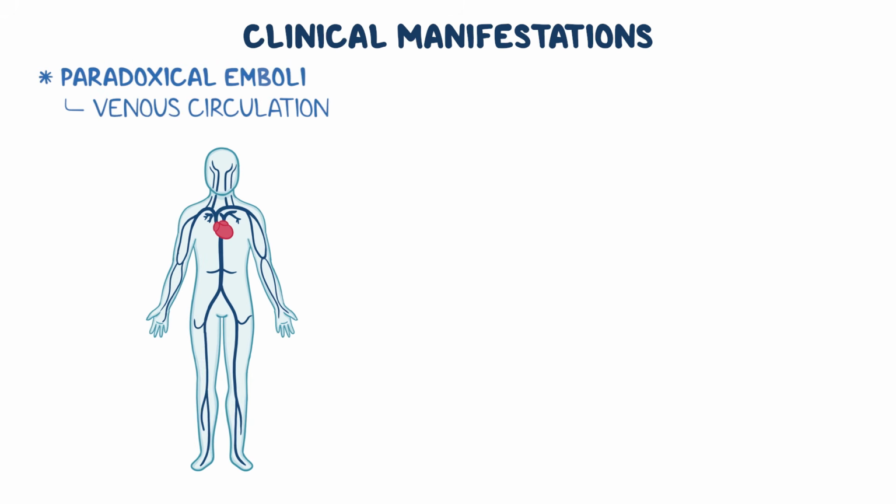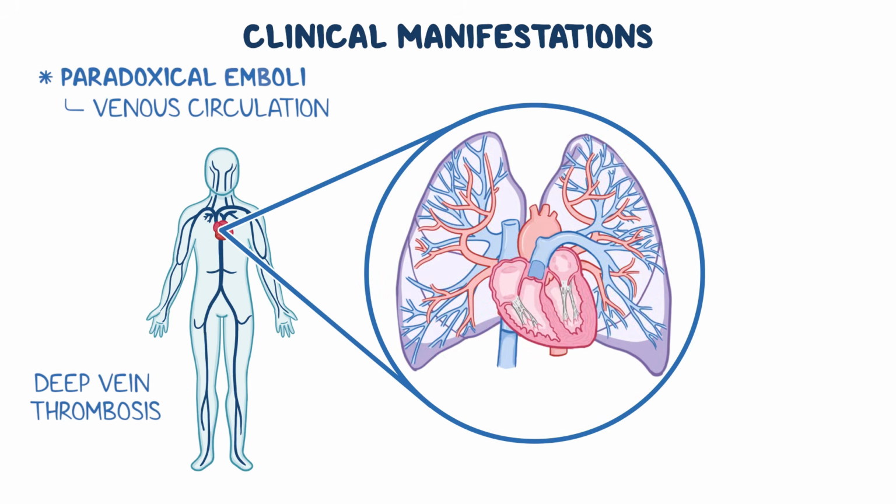Another important complication of ASDs is the development of paradoxical emboli from the venous circulation. Say someone develops a deep vein thrombosis in their legs. Usually, if a thrombus breaks off and a thromboembolus travels up to the heart, it'll go from the right atrium to the lungs, eventually causing pulmonary embolism.